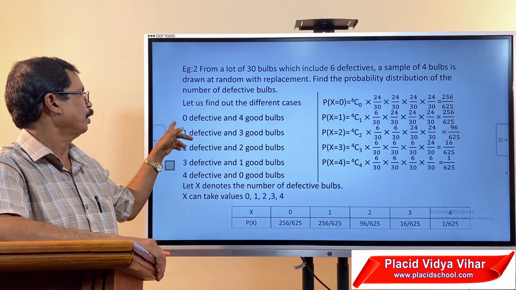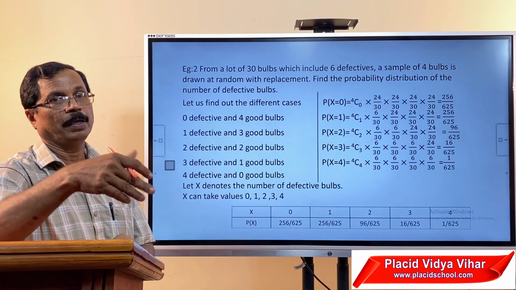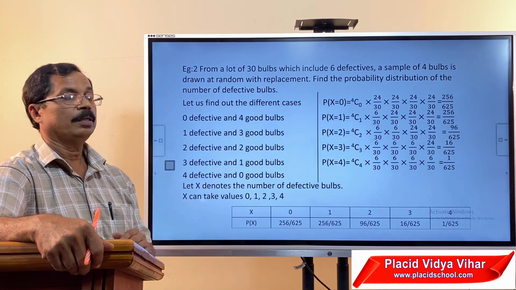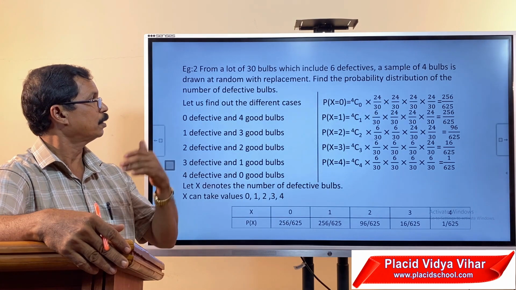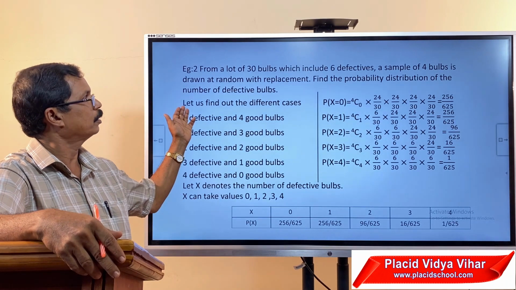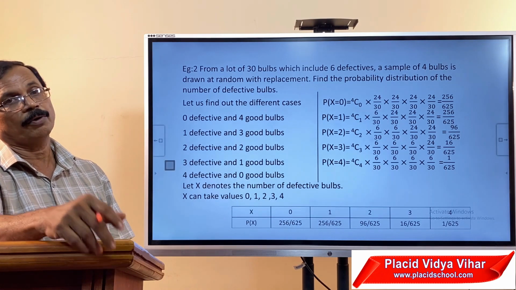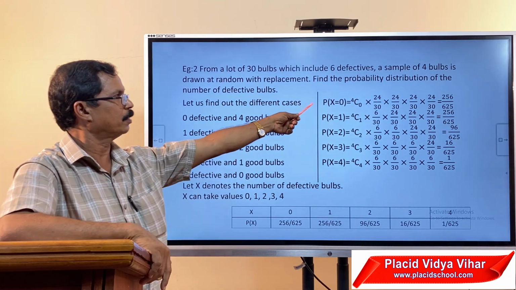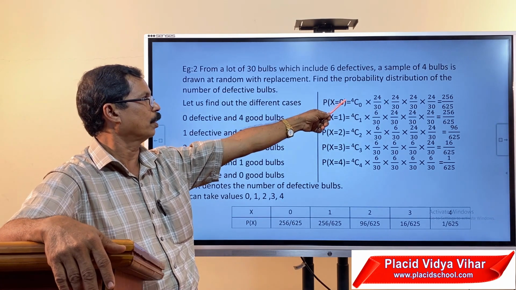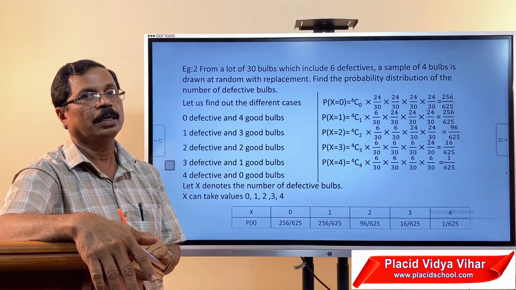Now come to the first one, 0 defective and 4 good bulbs. So we are taking 4 bulbs one after another. In the first draw, it may be a good bulb, the second also a good bulb, the third also a good bulb, like that. So what is the probability of x equal to 0? Here I have to consider combination. That is, in 4 ways you can do it, so you have to multiply using 4. That is the probability of x equal to 0. 0 means 0 defective. We are not taking defective bulbs.